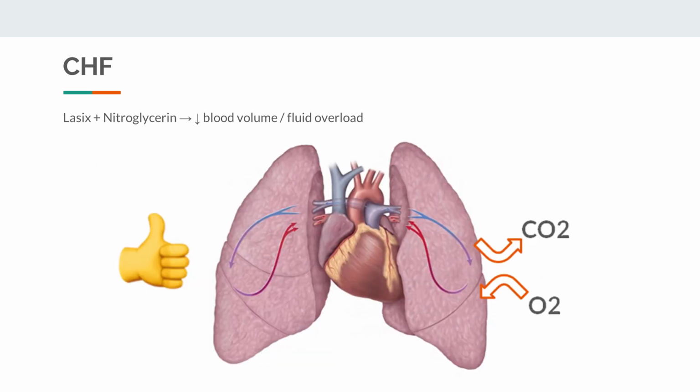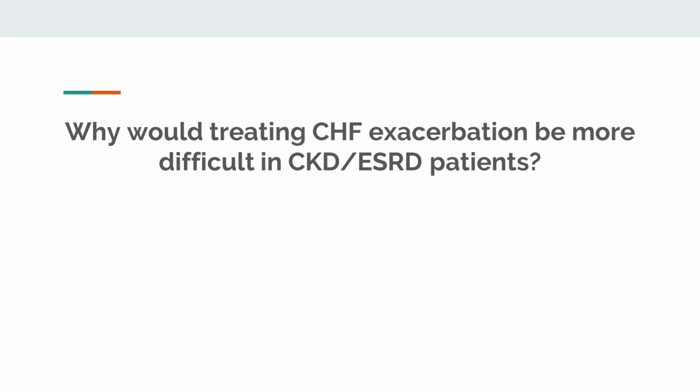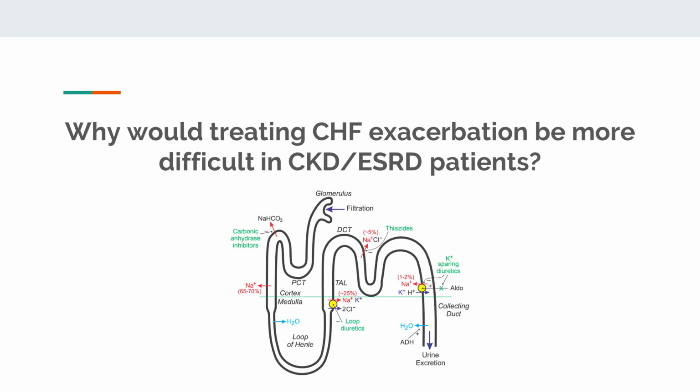The general idea is that we remove excess fluid off the patient so that their lungs will be able to function better. By the way, if a CHF patient also had CAD or ESRD, how would this make treating their CHF exacerbation more difficult? It's because diuretics work on the kidneys. If a patient has kidney disease and their kidneys aren't working very well, it will be much harder to remove the excess fluid off of the patient.